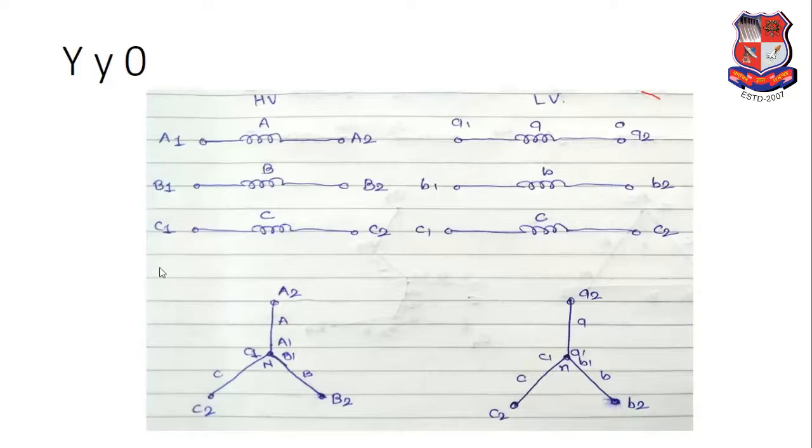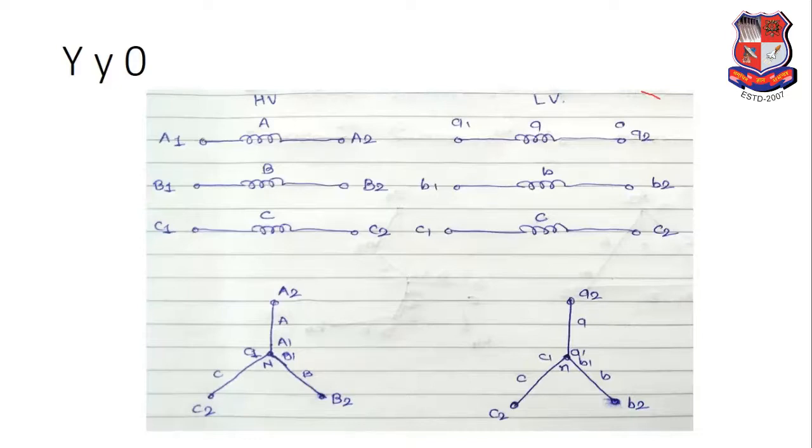before drawing the connection, you have to draw 6 windings, 3 HV windings and 3 LV windings. So this is phase A, phase B, phase C, and this is phase A, phase B, phase C for the LV winding. Now phase A winding has two sides, A1, A2. Phase B has two sides, B1, B2. Phase C has two sides, C1 and C2. In the same way in the LV winding, phase A has two sides, A1, A2, B1, B2, C1, C2. So first draw these 6 windings depending on HV and LV, and denote them by capital and small letters as desired.